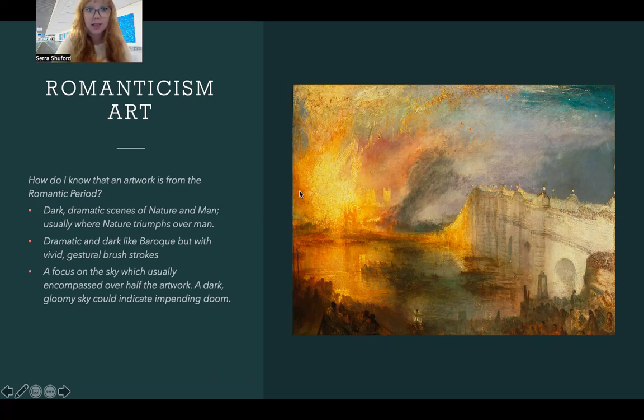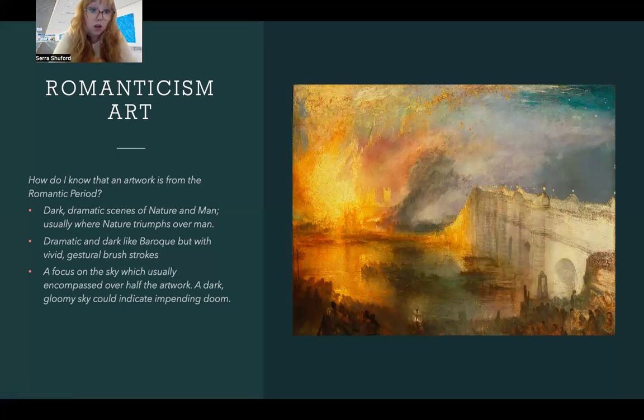So in this case, with nature triumphing over man, the fire is the natural element, and for the man part, there are humans here, they're just all on the bottom right. But it's the city that's the human-made thing that the fire is overtaking.